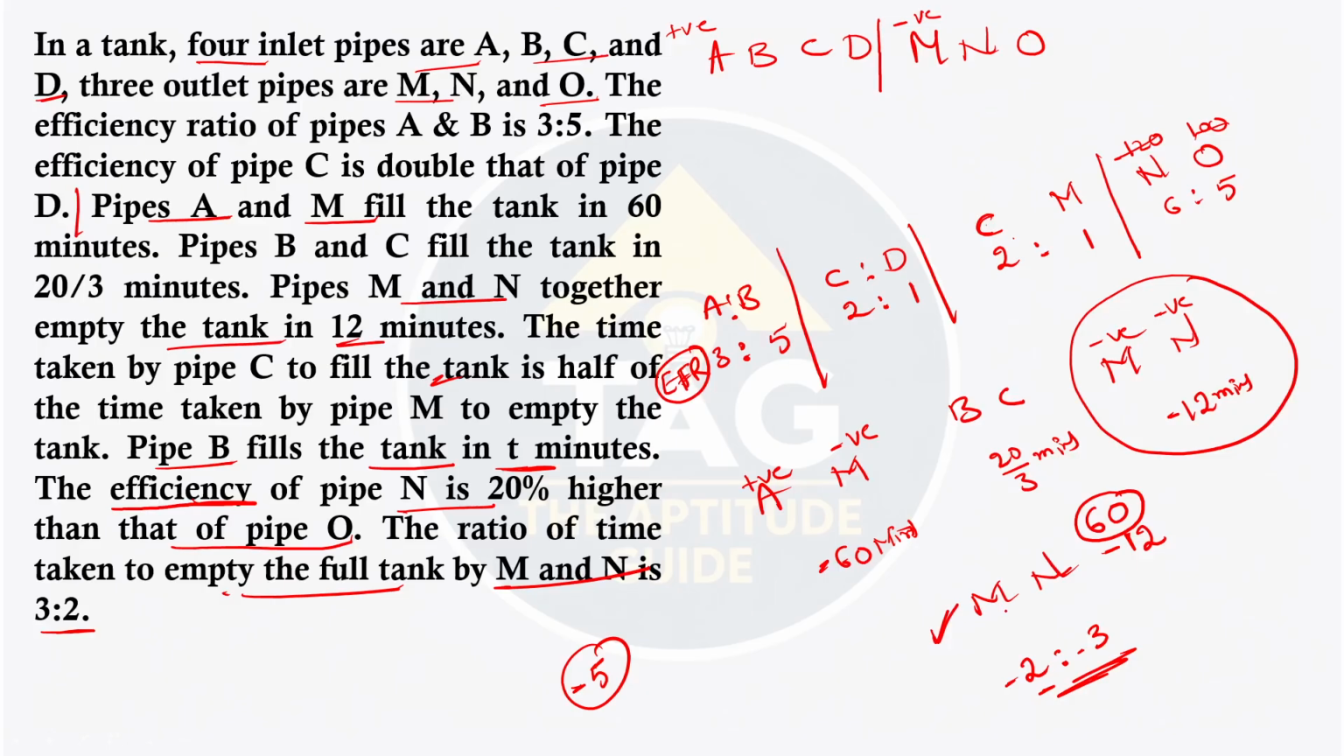What is the time taken by m now? Per minute, 2 units will be emptied. In order to empty 60 units, it takes 30 minutes for m and 20 minutes for n. So n can empty the whole tank in 20 minutes. M can empty the whole tank in 30 minutes. Do we have any information related to m and n with others? Let us look at this once.